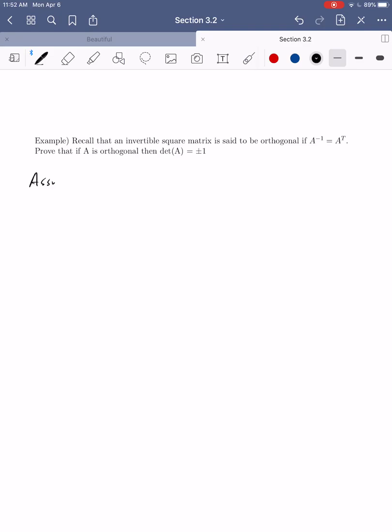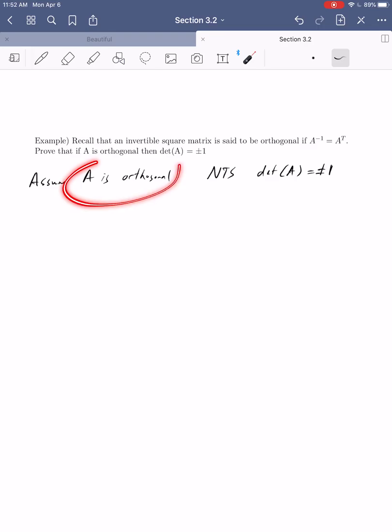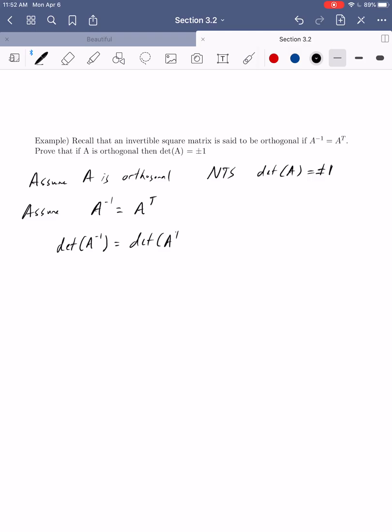We get to assume A is orthogonal, and we need to show the determinant of A is plus or minus 1. Since we assume A is orthogonal, we get to assume this identity: that A inverse equals A transpose. Now, we need to show something about the determinant, so maybe we can apply the determinant on both sides here. So the determinant of A inverse must equal the determinant of A transpose. Why? Well, if these two things are equal as matrices, then they must have the same determinant.